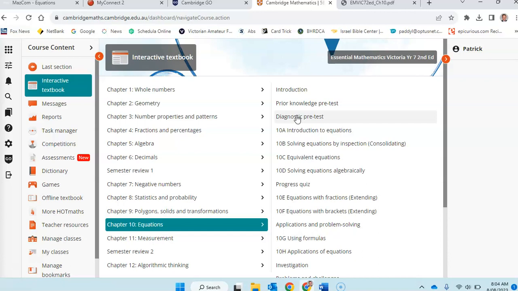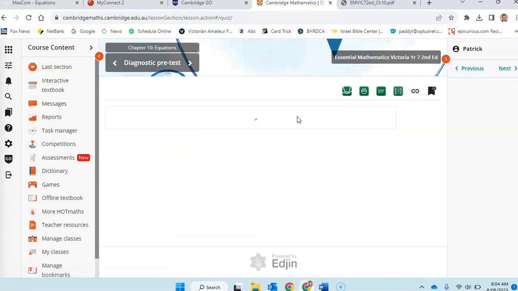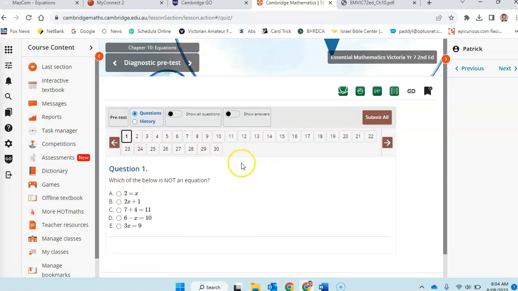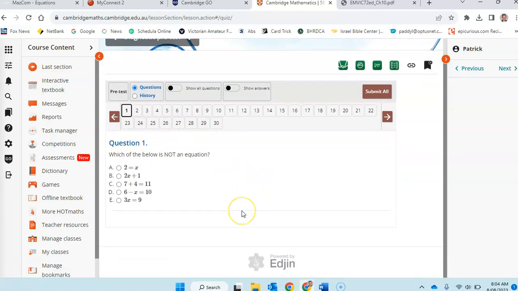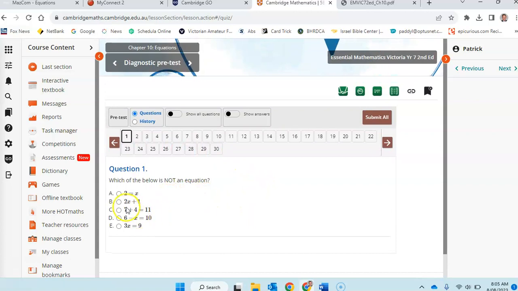So what I'd like you to do is to start the test. It has 30 questions, and they'll either be multiple choice, where you select an answer, or you type in your answer. There are 30 questions. There is a marking scheme in the book, so you'll get your mark straight away.